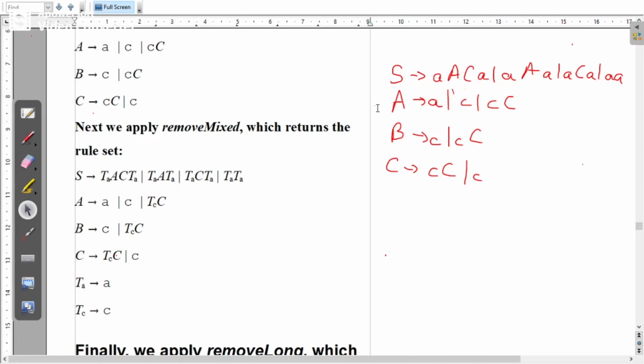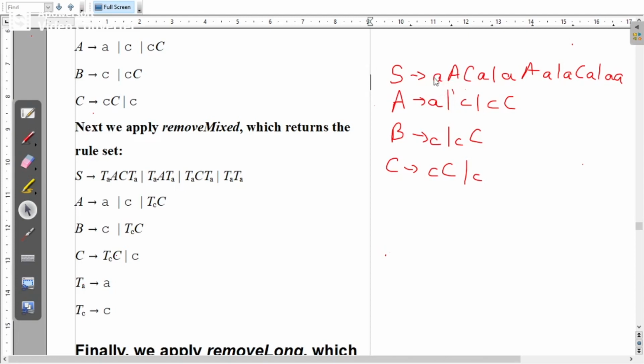Now, the earlier stage, remove unit, has given me this grammar. So this will be applied on remove mixed. Okay, so now here, what's remove mixed? If there are terminals, they need to be changed to non-terminals.